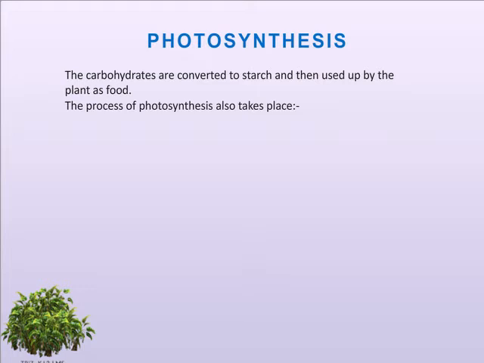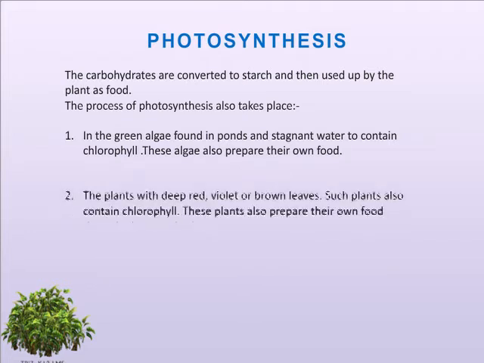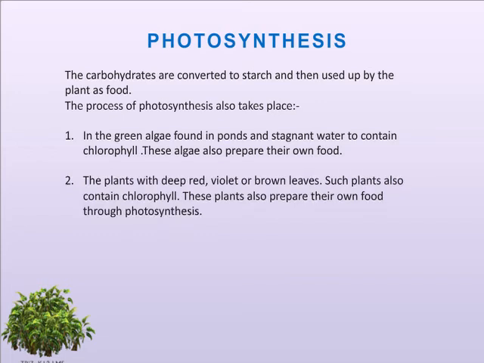The process of photosynthesis also takes place in the green algae found in ponds and stagnant water, which contain chlorophyll. These algae also prepare their own food. The plants with deep red, violet or brown leaves also contain chlorophyll. These plants also prepare their own food through photosynthesis.